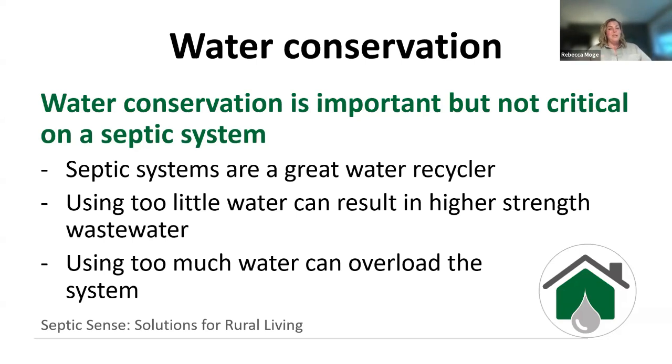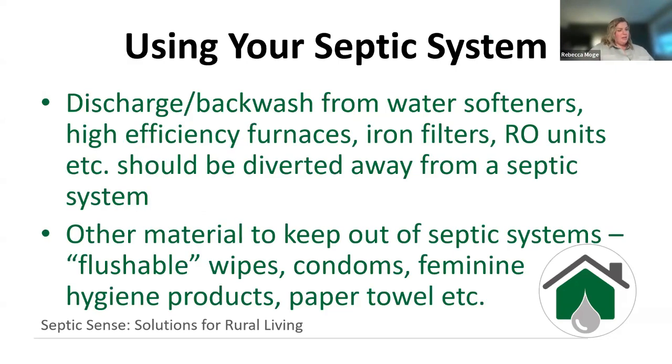Again, using too little water can result in a higher strength effluent, but too much water and we can overload the system. So the things that we talked about, maybe spreading out your laundry days, things like that. Also looking at the discharge from maybe water softeners.